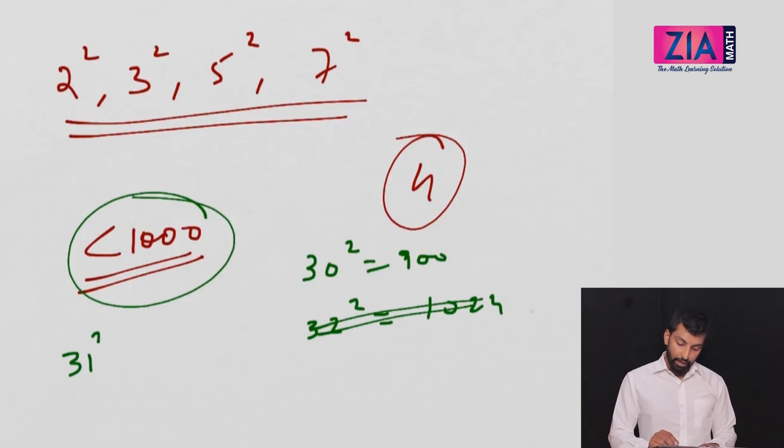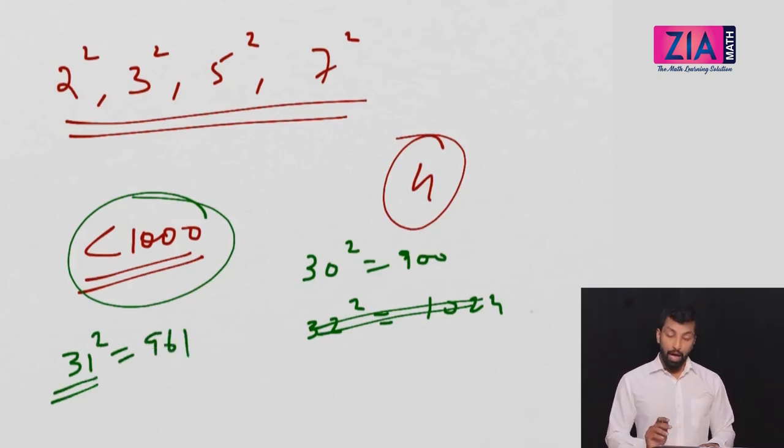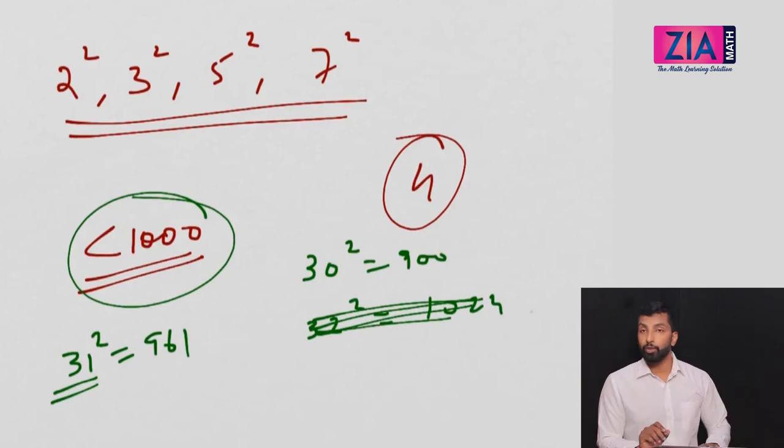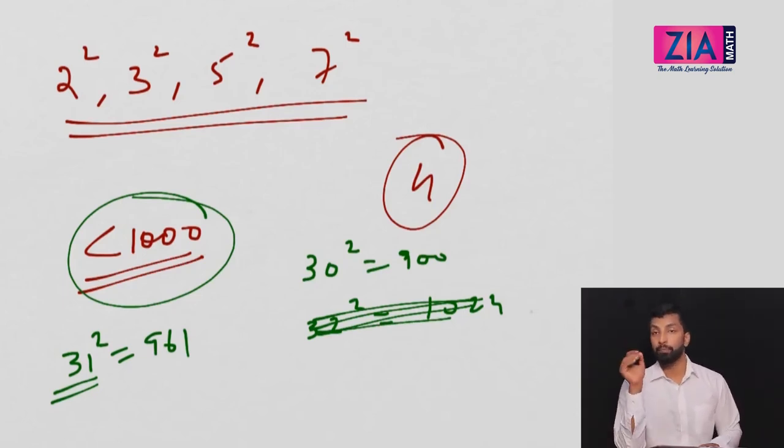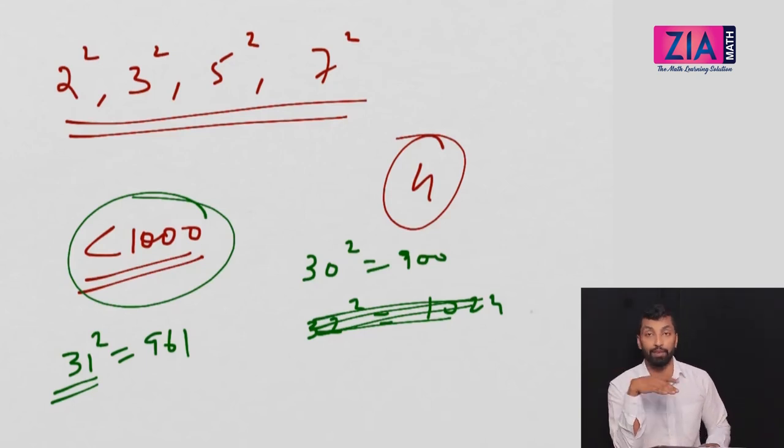What about 31 square? That is 961. 31 is actually a prime number, so I am looking for prime numbers up to 31. I hope this is clear, because 32 is anyway not possible. Even if you don't know the squares, I hope everyone knows 30 square is 900. Then 31 square will be less than 1000, everybody knows. If you don't know it perfectly, that's not required. It is less than 1000.